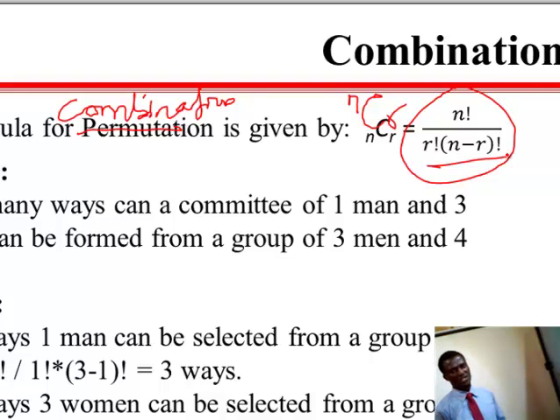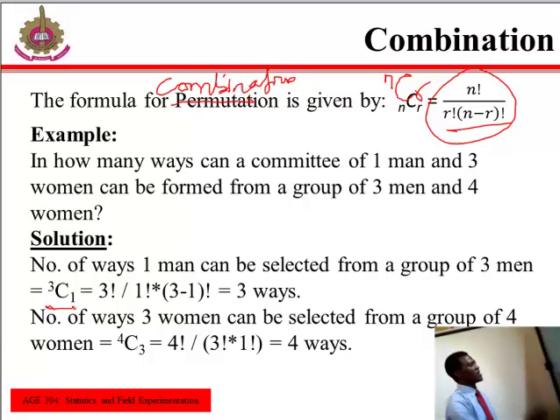In how many ways can a committee of 1 man and 3 women be formed from a group of 3 men and 4 women? Now, here is the solution. The number of ways one man can be selected from a group of 3 men is 3C1. Substituting it into this formula, we have 3 factorial all over 1 factorial times (3 minus 1) factorial. And this will definitely be in 3 ways.